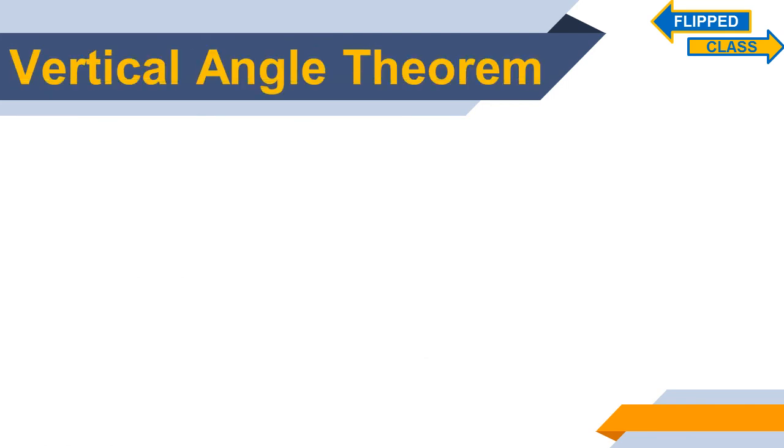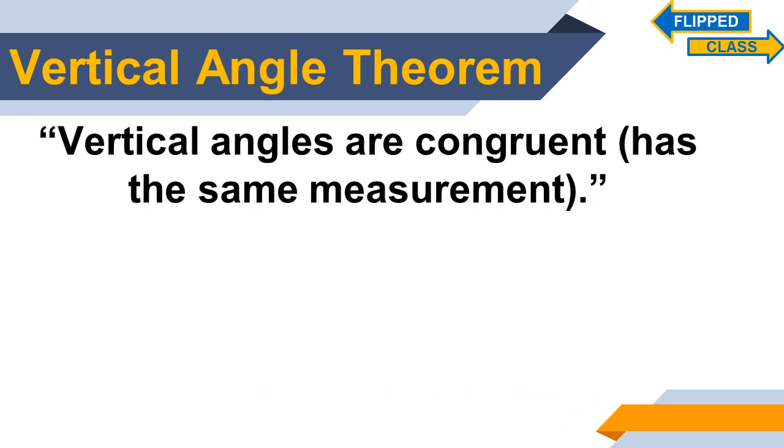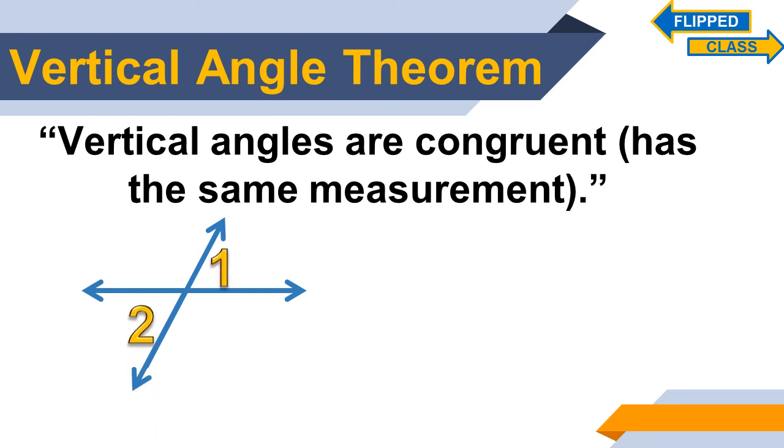Just like the first theorem you will learn in geometry, the vertical angle theorem. It states that vertical angles are congruent. But since it's a theorem, we need to prove this first. Given this figure here, we know that angles 1 and 2 are vertical angles, and therefore they must be congruent by the vertical angle theorem. But then again, we need to prove it first.